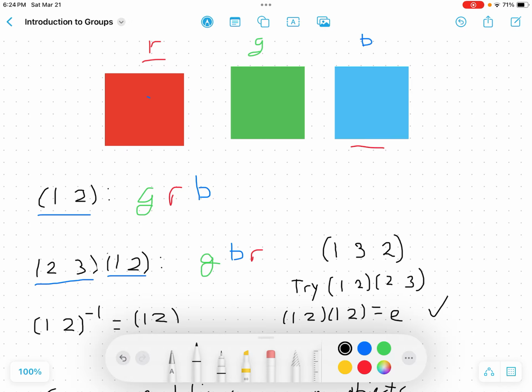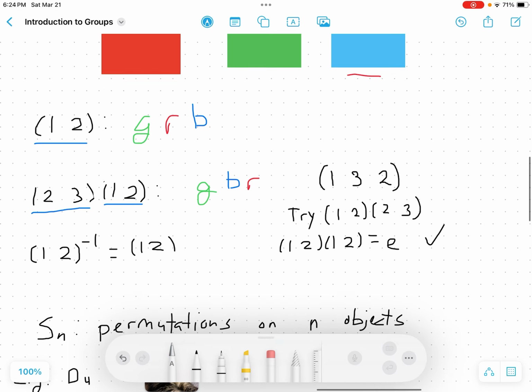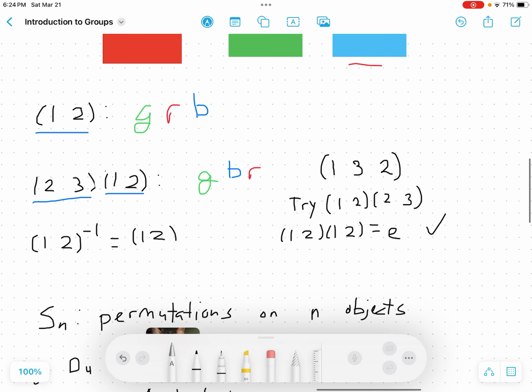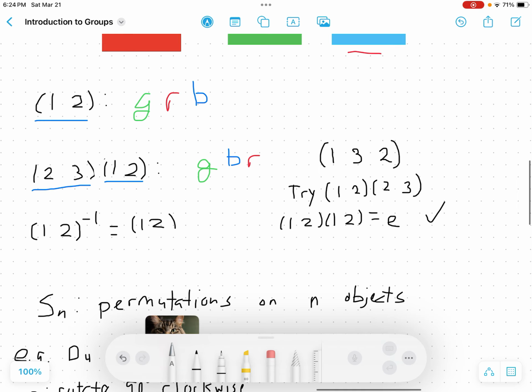One could permute more than 3 objects. So we say that this Sn is the group of permutations on n objects. There's a lot more to study with permutation groups. This was just a flavor of what some of the key considerations look like.